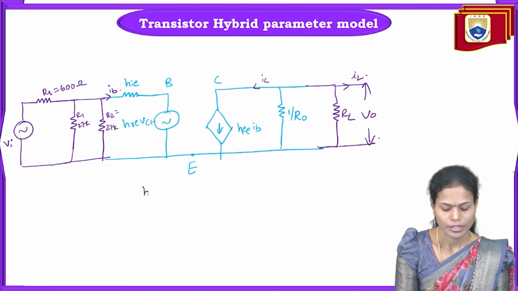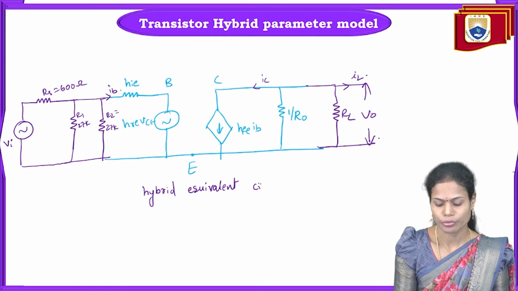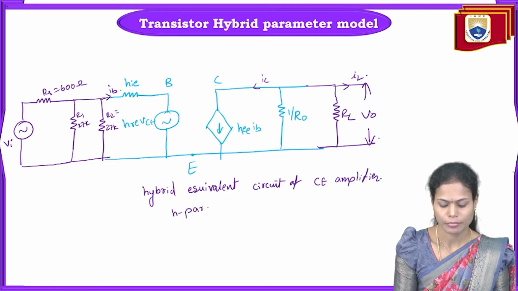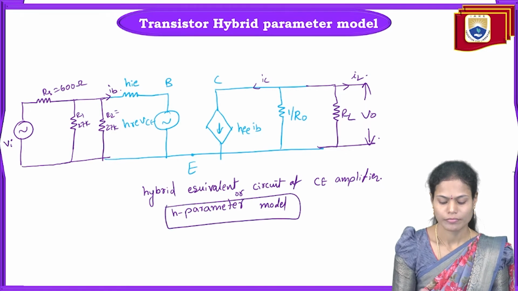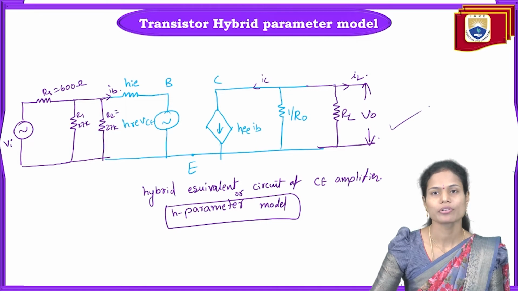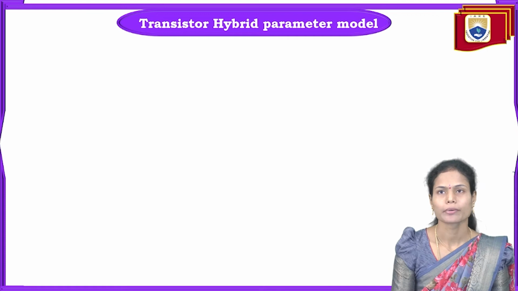So this is the hybrid equivalent circuit of the CE amplifier or common emitter amplifier. We can also call it the H parameter model of the CE amplifier circuit. So now from this circuit we will calculate the parameters asked in the problem.